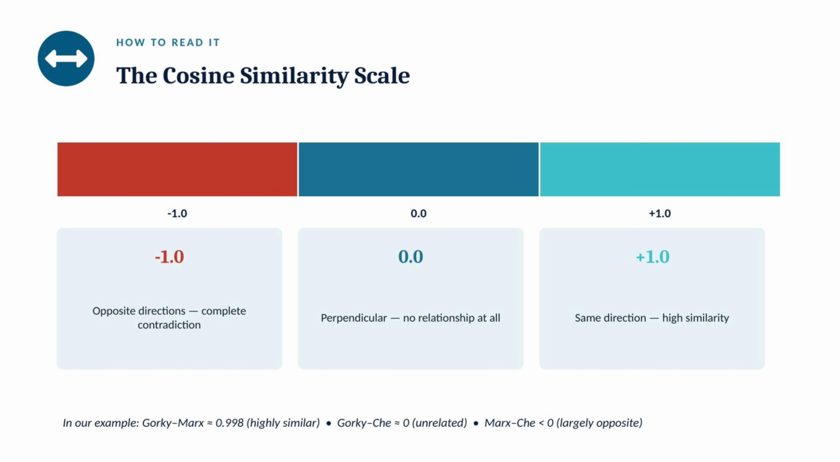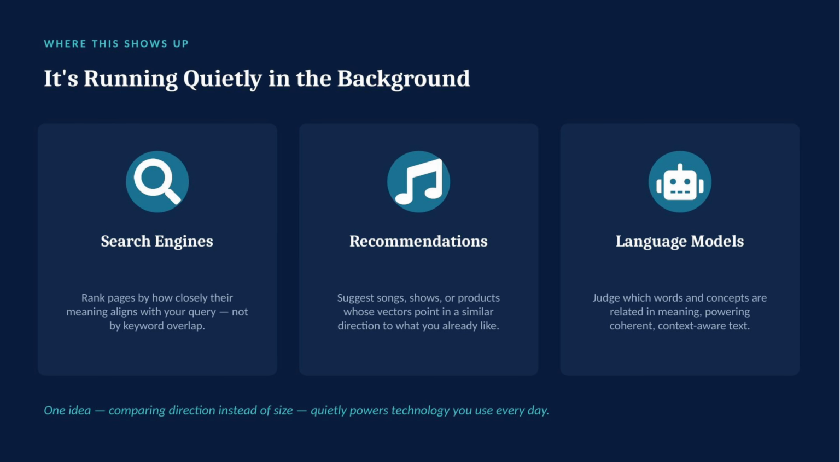This one idea, comparing direction instead of size, is quietly running behind technology you use every single day. Search engines use it to rank pages by how closely their meaning aligns with your query, not just keyword overlap. Recommendation systems use it to suggest songs, shows, or products whose vectors point in a similar direction to what you already like. And language models use it constantly to judge which words and concepts are related in meaning, which is part of what lets them generate coherent, context-aware text.